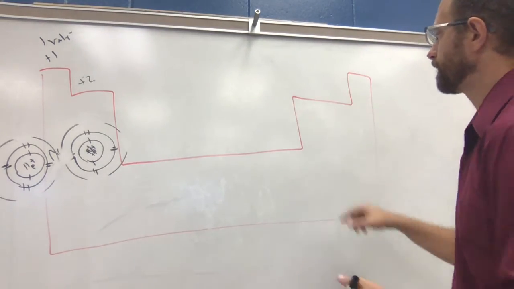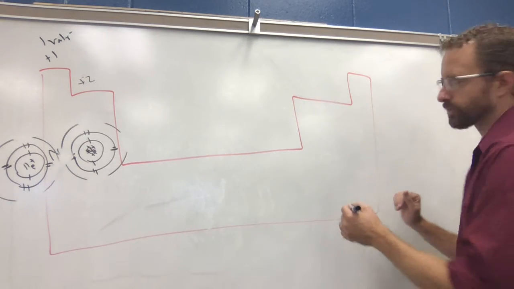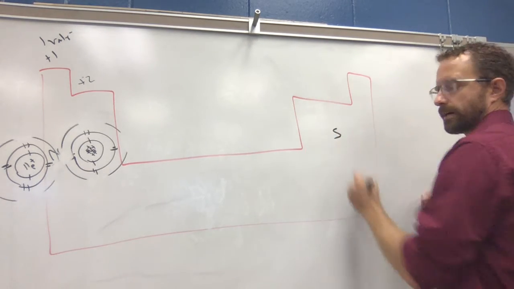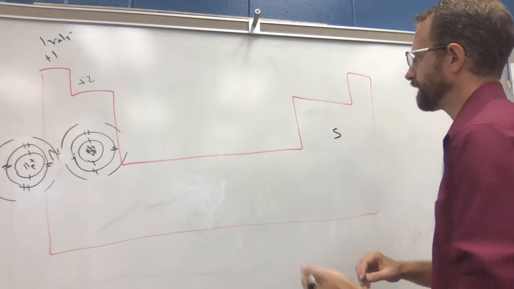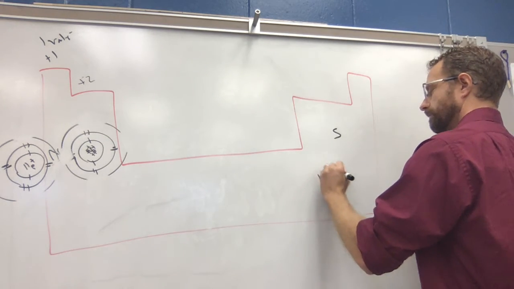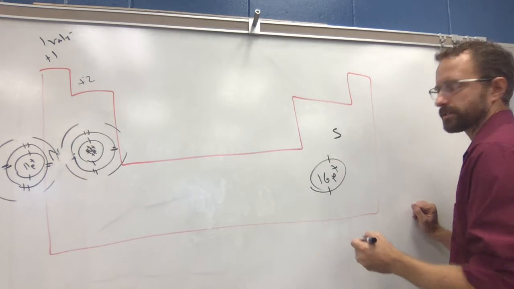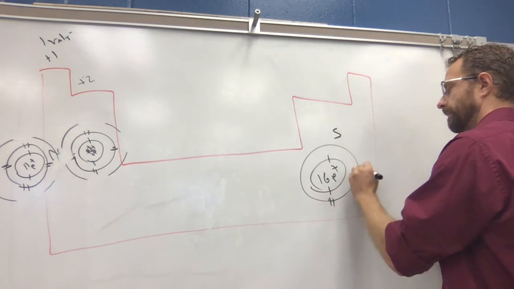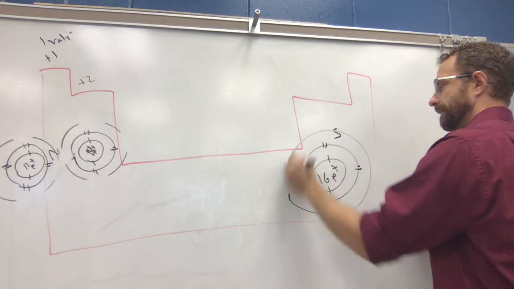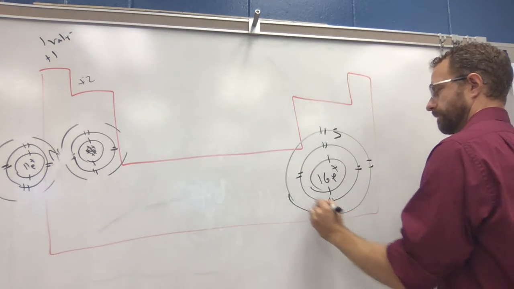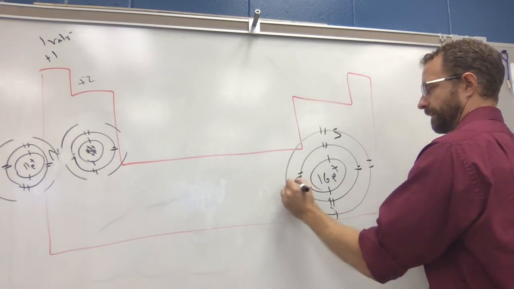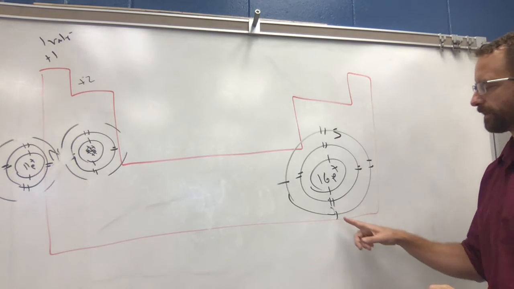But let's jump way over here to the end. Somebody like sulfur, right? If we find sulfur, it's right underneath oxygen, right? It's got 16 protons. 16 protons in the nucleus. So then 2 electrons in the first ring, 8 electrons in the second ring. That leaves 6 for our third ring. They go individual before they buddy up. So now I've got 6.